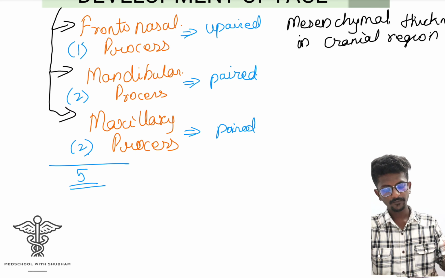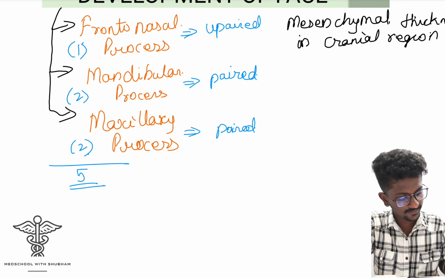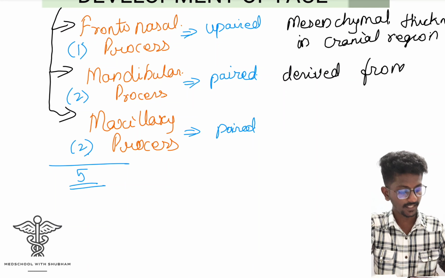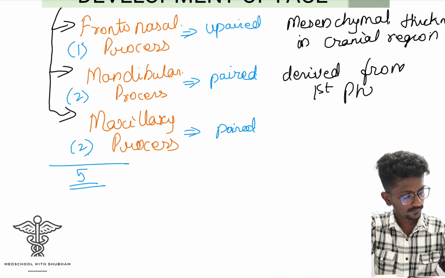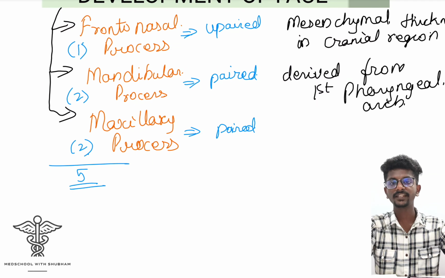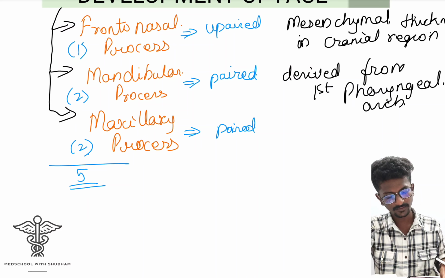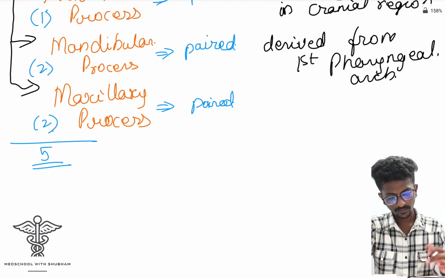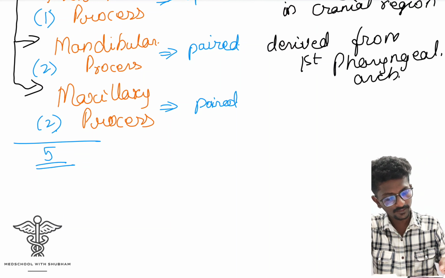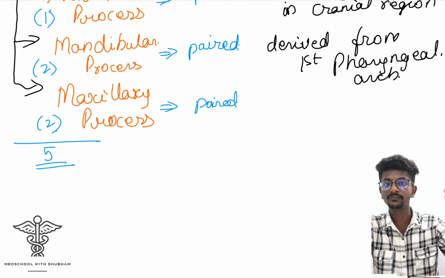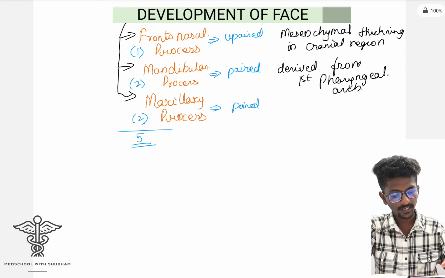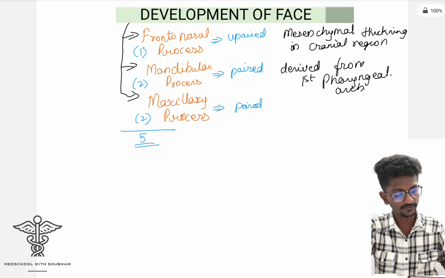Now from where does the mandibular process come? The mandibular process is derived from the first pharyngeal arch. So the first pharyngeal arch gives rise to the mandibular process, and also the maxillary process. The maxillary process is derived itself from the mandibular process. So the mandibular process gives rise to a process which is called the maxillary process. I'll be explaining that in the diagram, but I hope you have understood all these things.